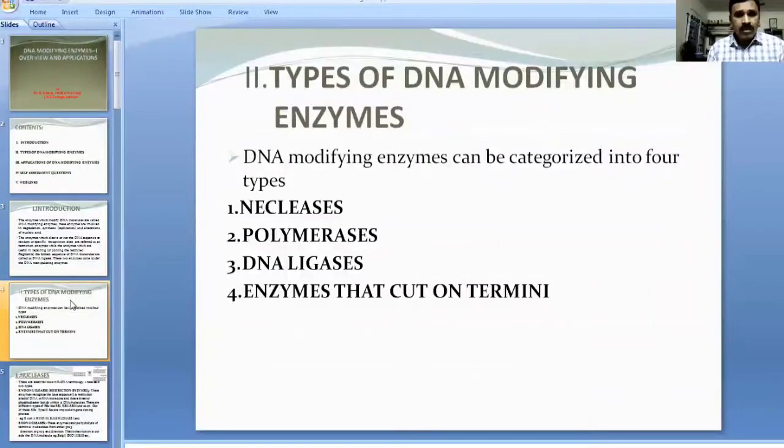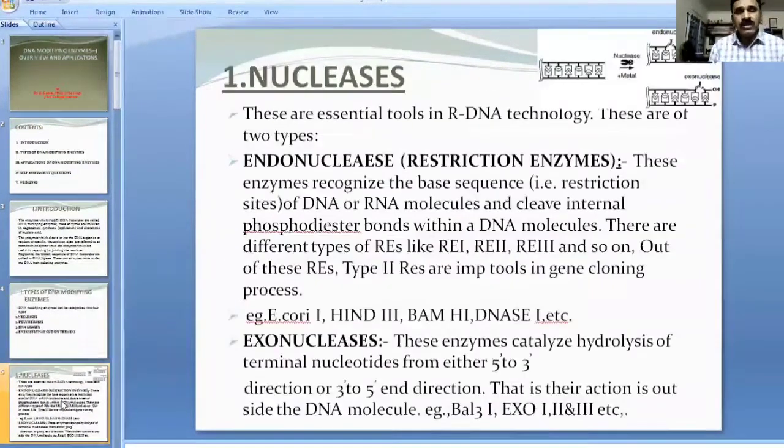And the second heading, the types of DNA modifying enzymes. The DNA modifying enzymes can be categorized into four types. Number one, nucleases. Number two, polymerases. Number three, DNA ligases. And the fourth one is the enzymes that cut on DNA termini. Let me explain one by one. The first one is the nucleases.